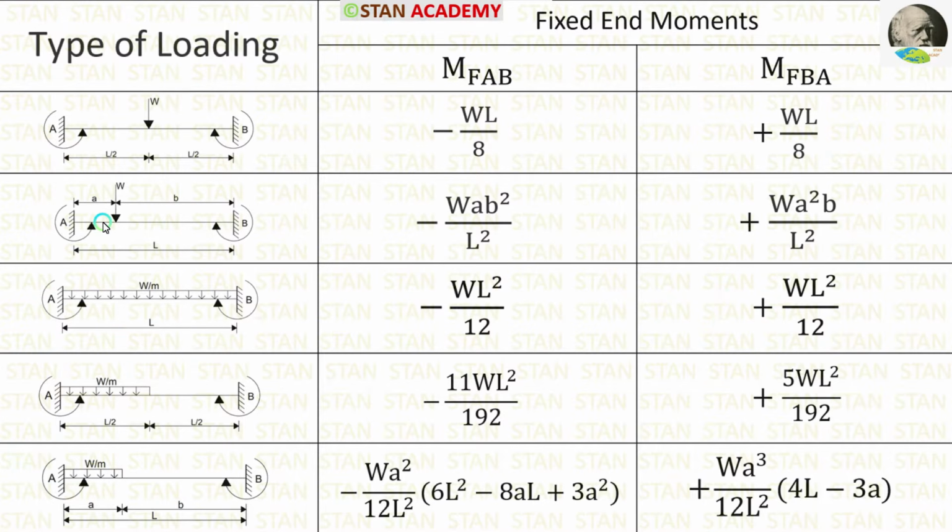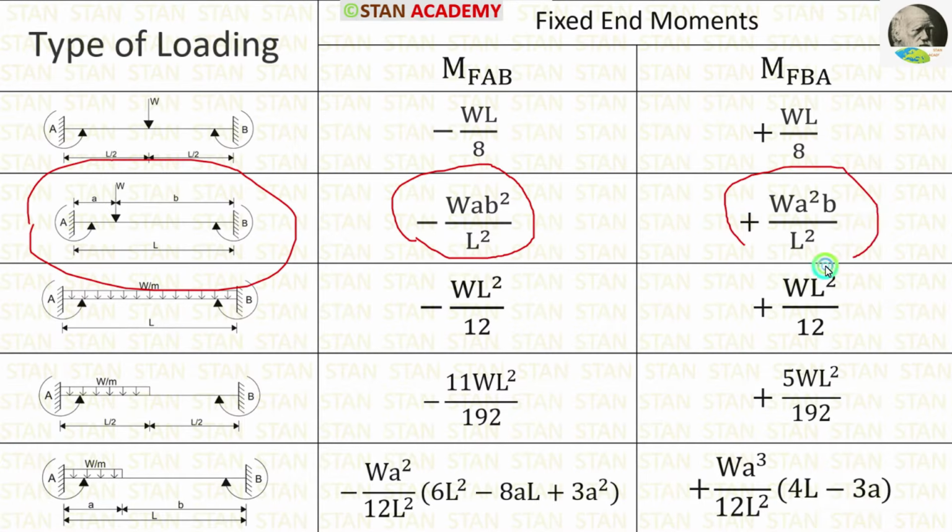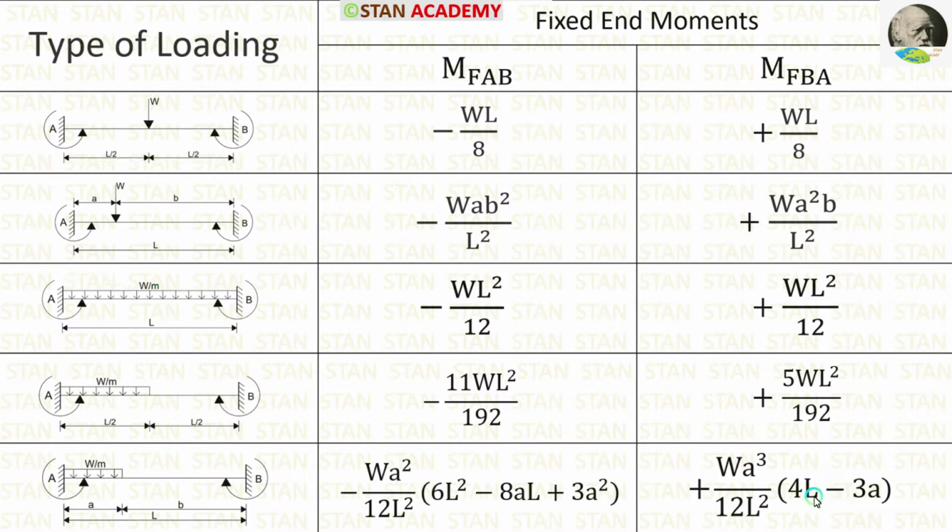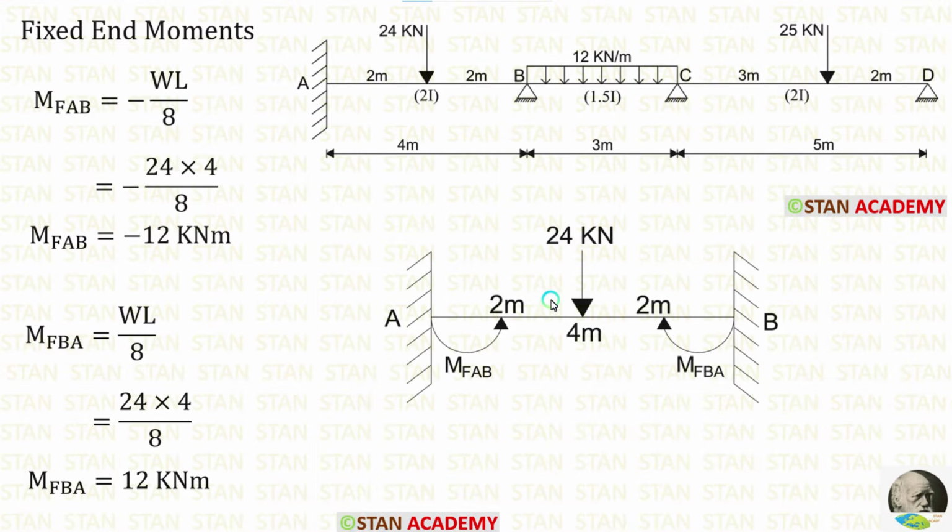In the span CD, there is a point load. That point load is not acting on the center, so we have to select this condition. The formulas are minus WAB square upon L square and positive WA square B upon L square. Now let's apply these formulas and find out the fixed end moments.